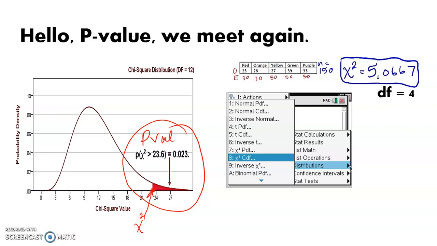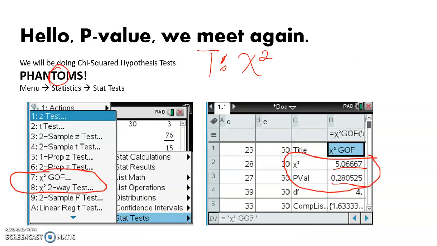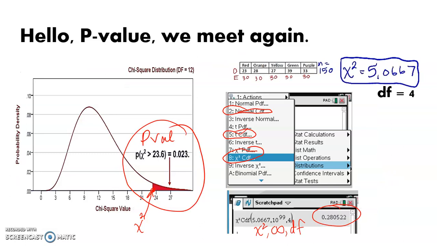So if I would go into my distribution menu, remember we have norm CDF tells us the area under a normal curve. T-CDF gives us the area under the curve in a t-distribution, and chi-squared CDF would give us the ability to calculate this little business over here. So to do that, I would go from my chi-squared value, my boundary, and in this case up to infinity, and my degrees of freedom. Notice we end up with 0.280522. That is our p-value, okay? And that is the same p-value that we got when we use the calculator command to do this. There also is that 0.28. So we can get the chi-squared value by hand. We can get the p-value using our technology, or we can pull them both out of the spreadsheet.